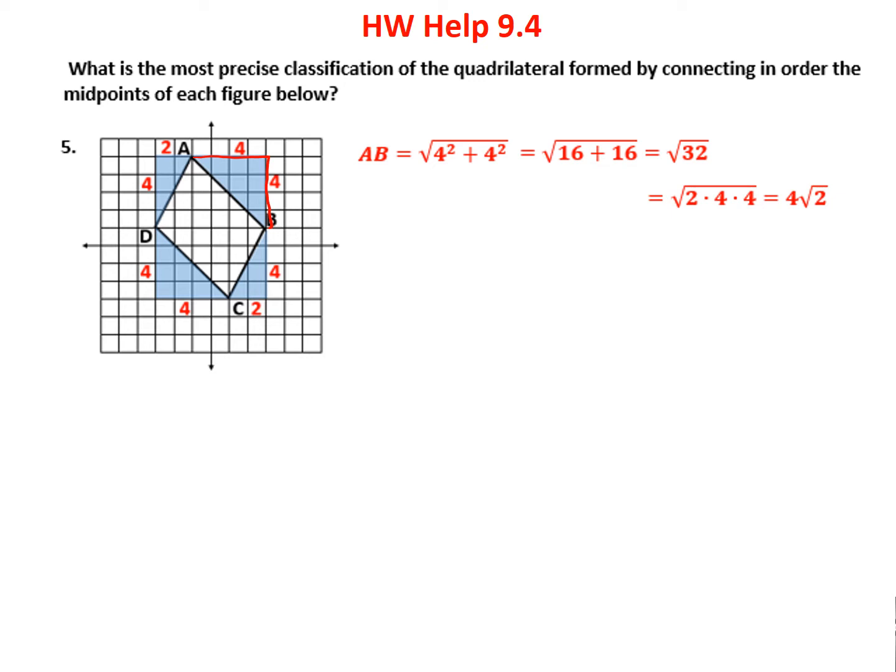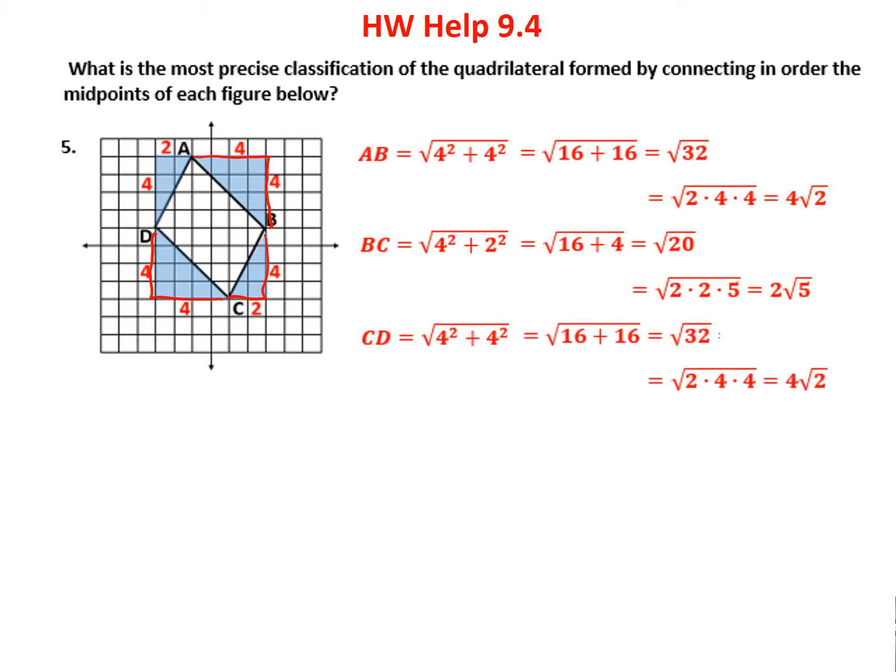We go to the next one, BC. It's not the same length. It's 4 and 2. So it's going to be 4 squared plus 2 squared, or 16 plus 4. That's going to be the square root of 20, or it can be reduced down to 2 radical 5. We come around to CD now. Notice we have 4, 4 again. So we know that's going to be the same as AB, because the triangle is the same. So that's going to be 4 radical 2. And then finally, DA is the same, notice 4 and 2, as BC was.